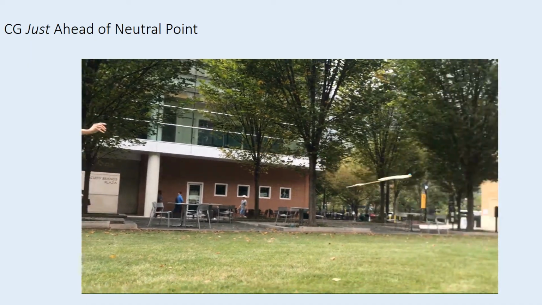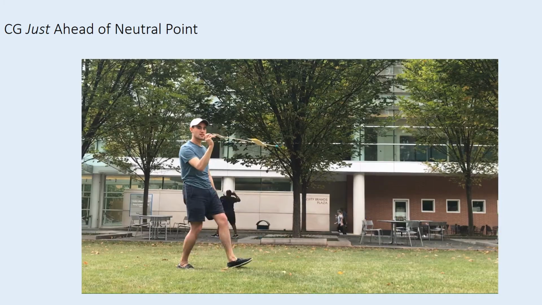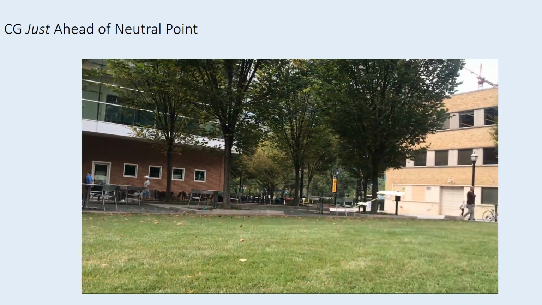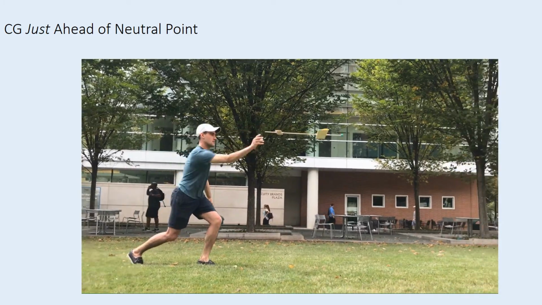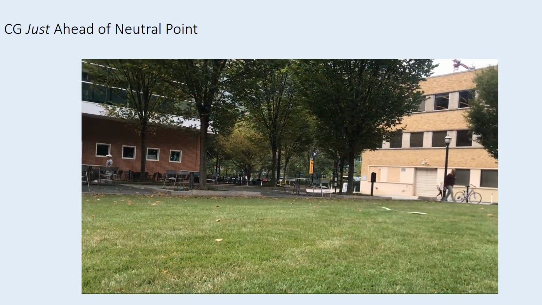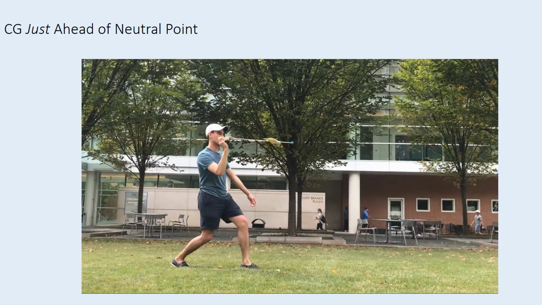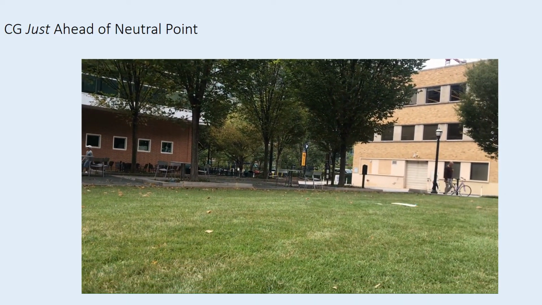We attempted to get the glider as close to neutrally stable as possible. Because the CG is just slightly ahead of the neutral point, the glider is approximately neutrally stable. You can see how there's no real tendency of the glider to correct the pitch disturbance that is apparent near the end of the video. It is not sensitive to pitch disturbances.